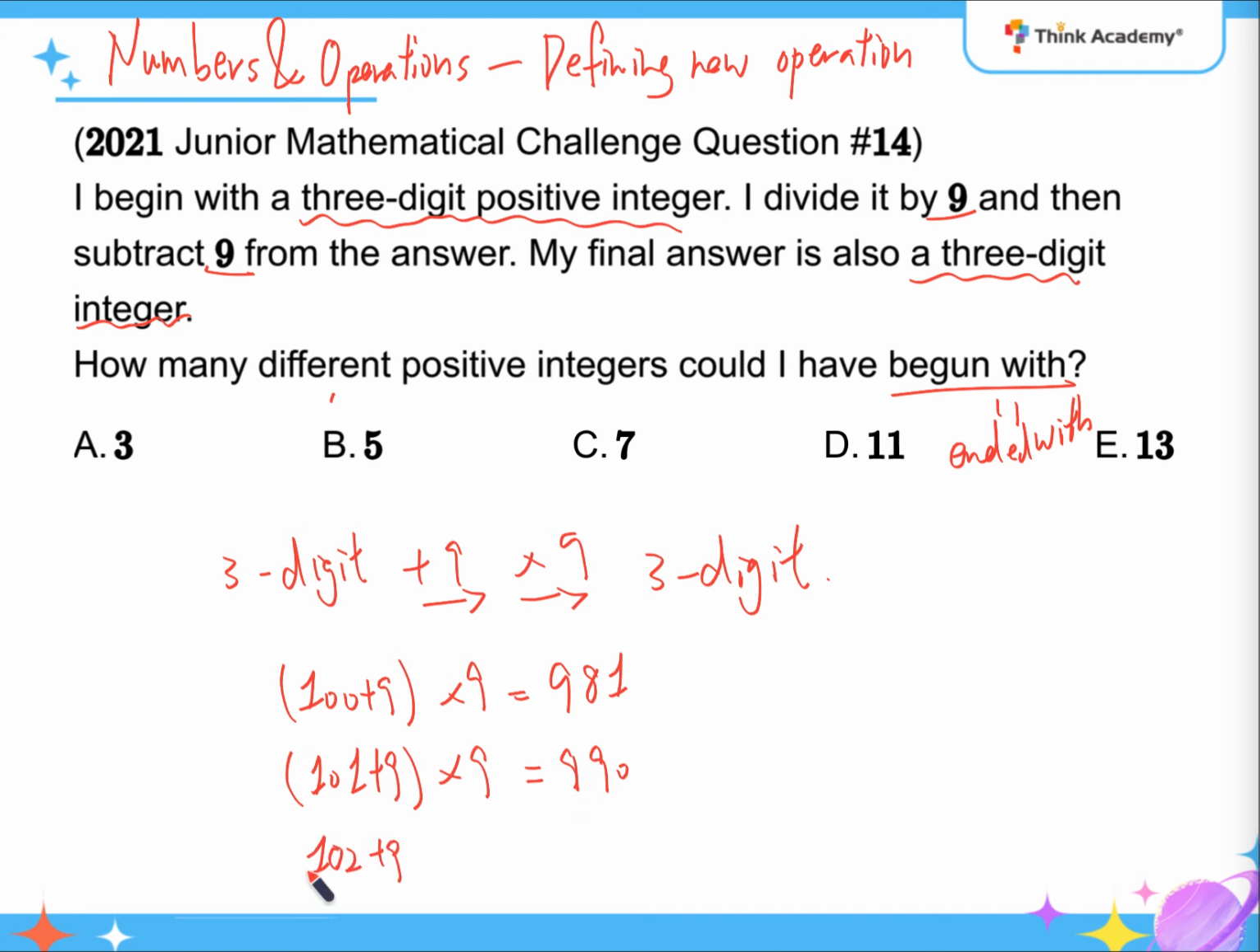102 add 9, that's 111, times 9 is 999, which can't be any bigger. Otherwise, it won't be a 3-digit number anymore, right? So we have 3 different positive integers to begin with: 981, 990, or 999. Okay?